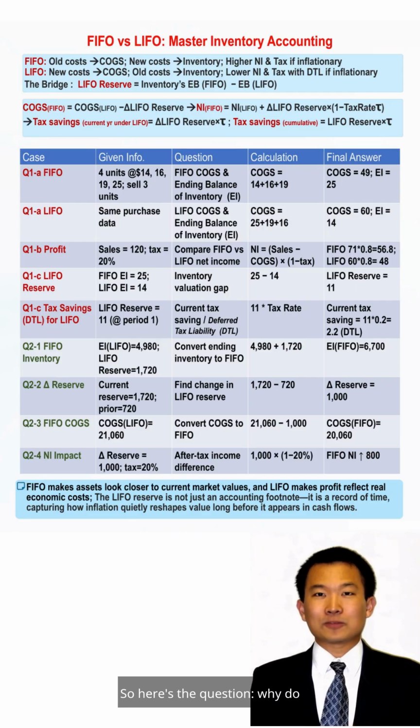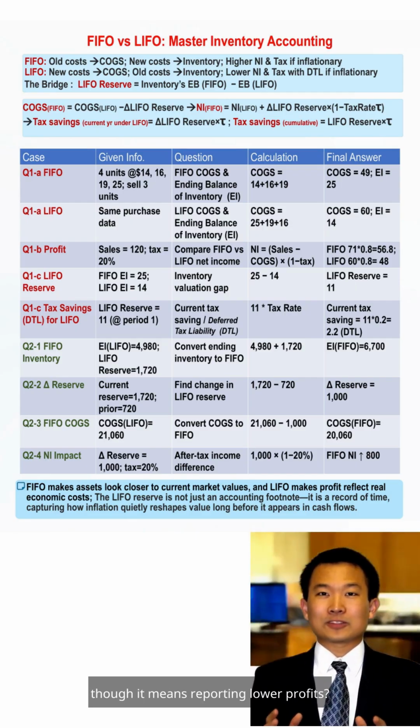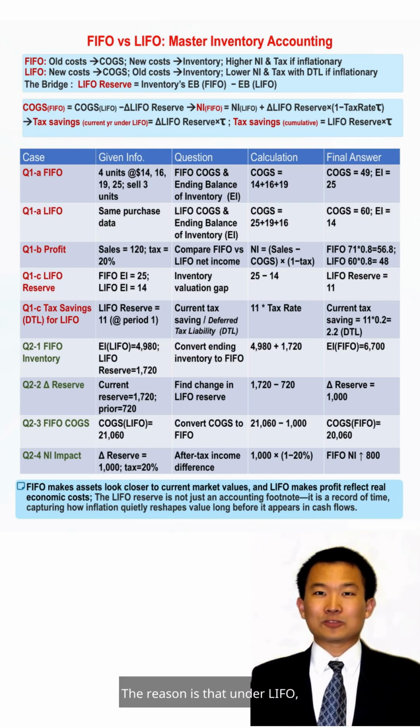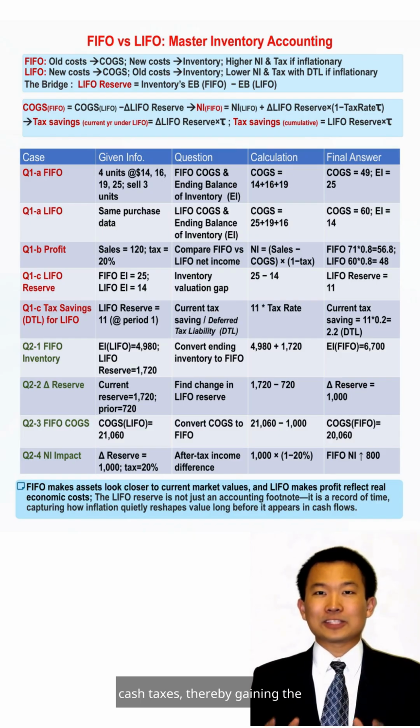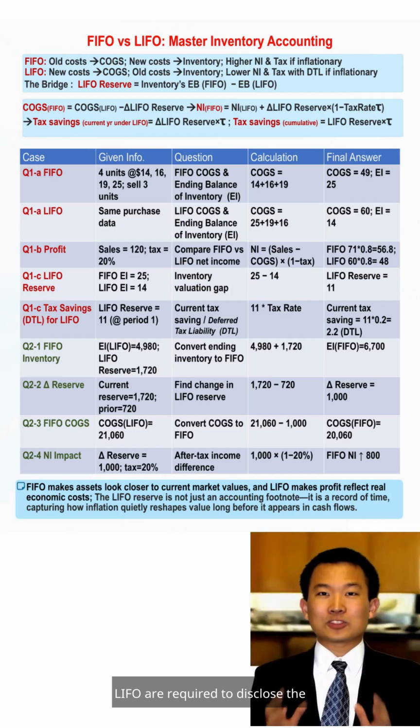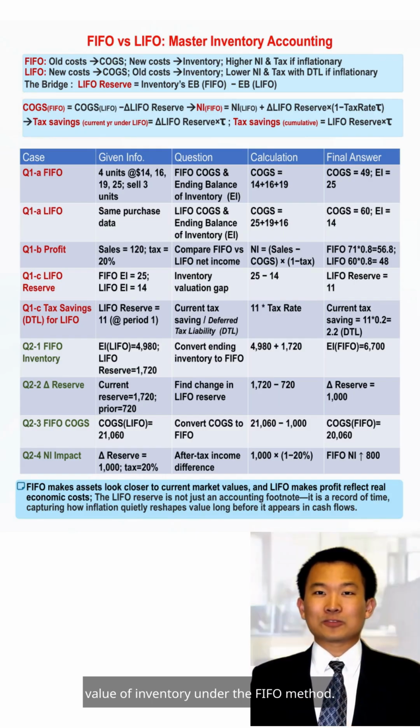So here's the question. Why do companies still choose LIFO even though it means reporting lower profits? The reason is that under LIFO, companies can defer the payment of cash taxes, thereby gaining the time value of money. Under US GAAP, companies that use LIFO are required to disclose the value of inventory under the FIFO method.